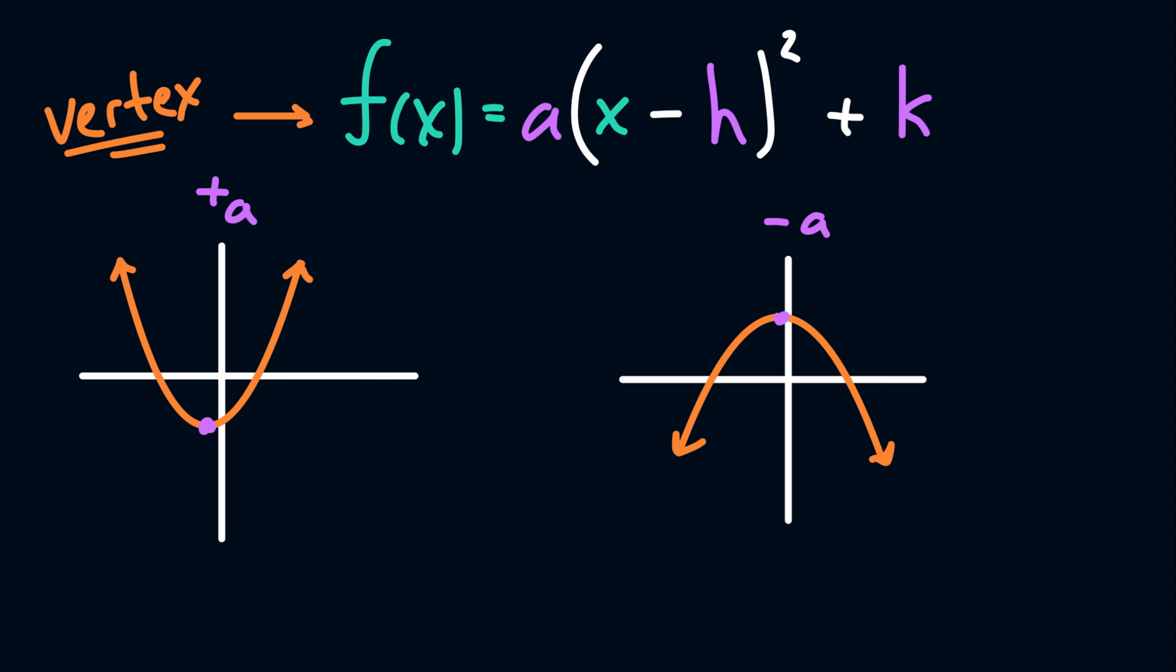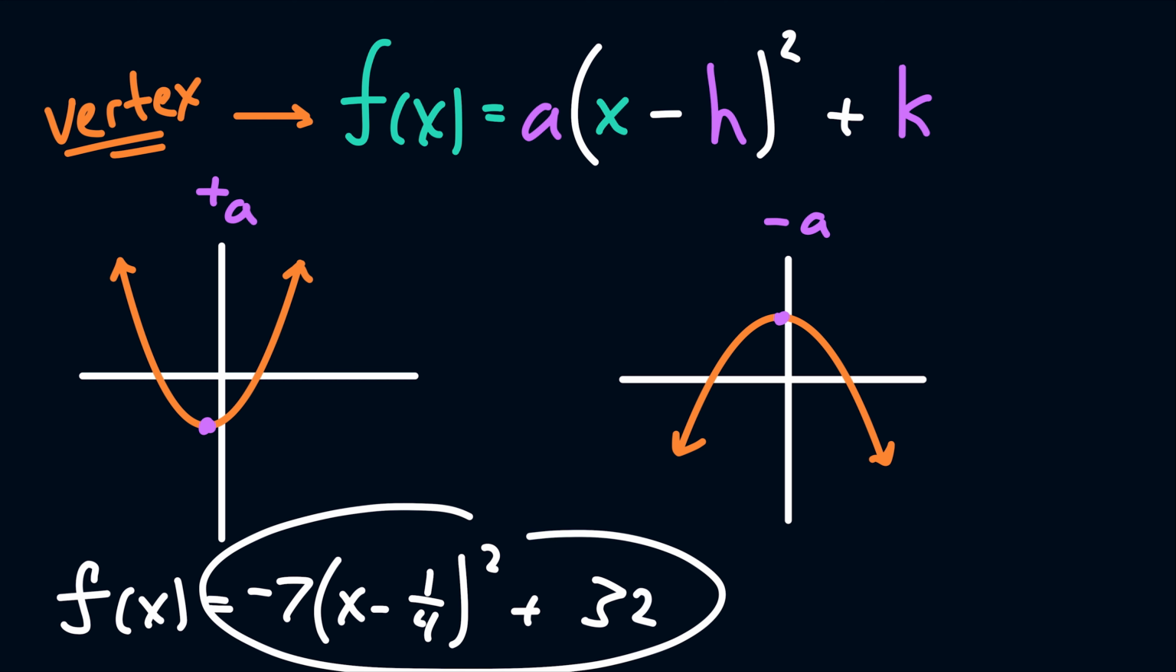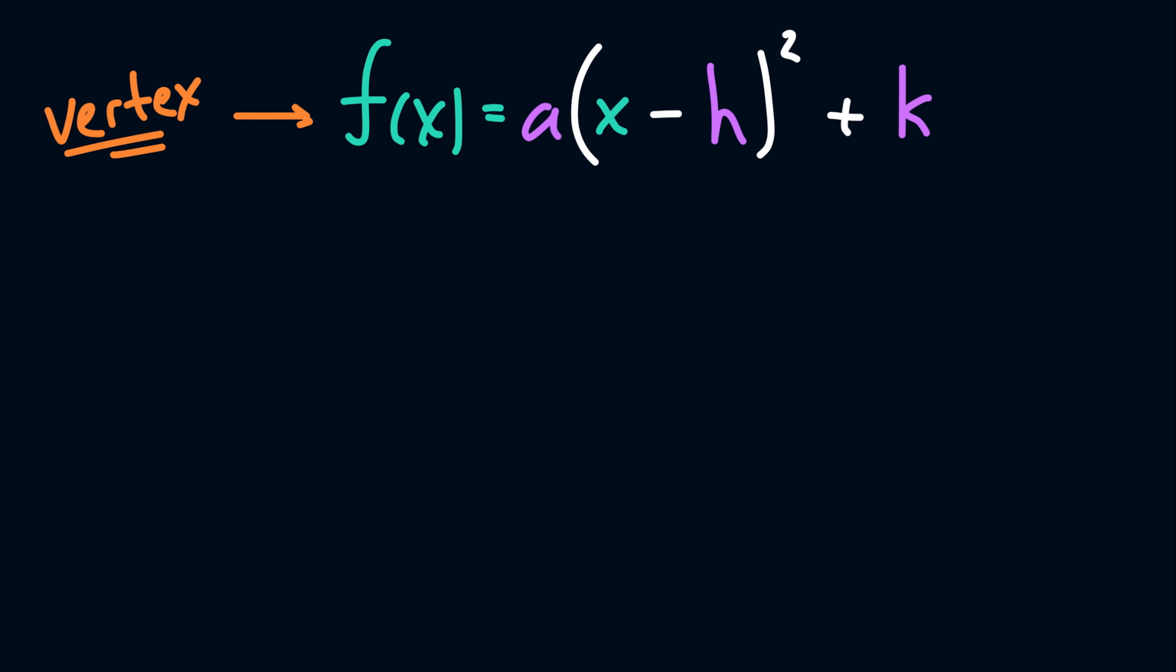So if I were to give you, let's say, a function down here of f of x is equal to -7 times (x minus 1/4) squared plus 32, is that a quadratic function? And it turns out that it is. Okay, this follows the vertex form perfectly well. It follows it perfectly.